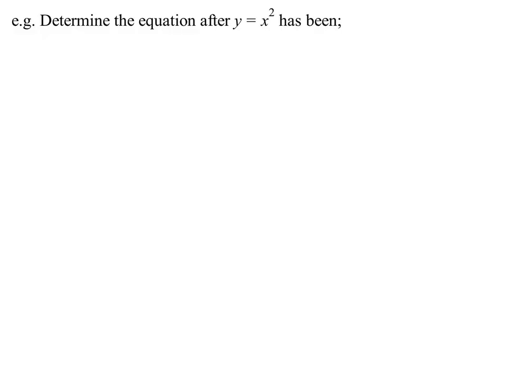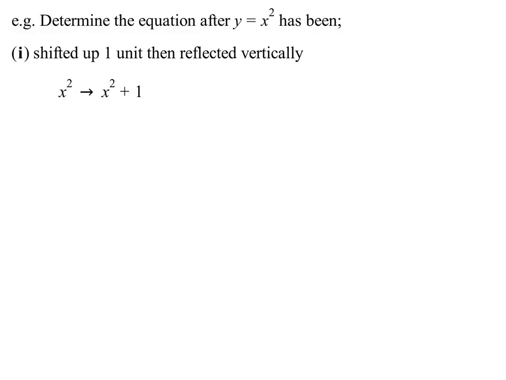Let's work out the equation when we get our parabola, y equals x squared, and then what we're going to do is we're going to shift it up 1 unit, then reflect it vertically. So x squared, if I shift it up 1, we know will become x squared plus 1. Then I'm going to reflect it vertically. So the whole thing's being reflected vertically, I'll end up with minus x squared plus 1. And so there's our new equation.